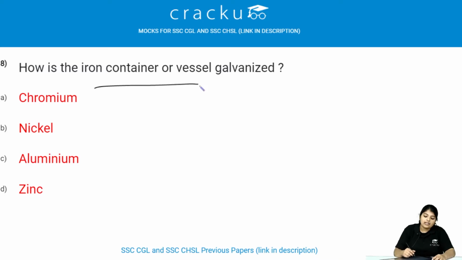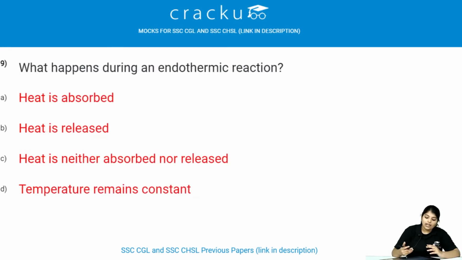How is the iron container or vessel galvanized? These are galvanized using zinc. The famous important method of galvanization is hot dip galvanization, in which all the metal surfaces are dipped into molten zinc. What happens during an endothermic reaction? During an endothermic reaction, heat is absorbed, and during an exothermic reaction, heat is released.